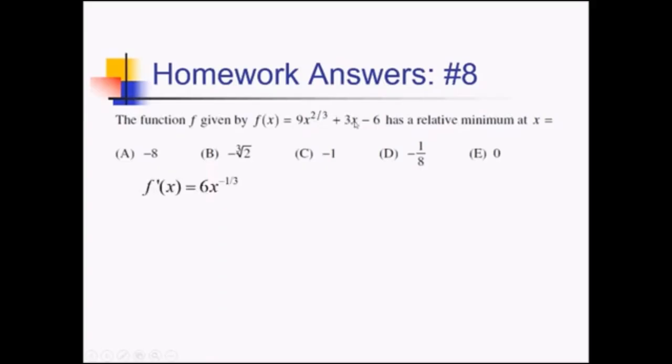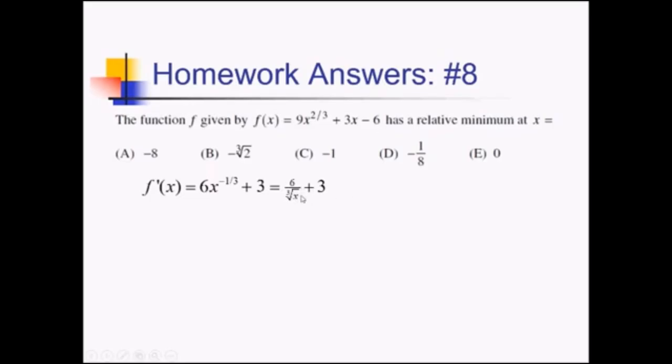And then 3x is going to be a 3 for its derivative. The minus 6 is gone. So let's go ahead and clean this up a little bit. This is really 6 over the cube root of x. Normally I wouldn't bother turning it back into this, but I've always found that if you merge things together into one big fraction, it's easier to do this whole critical value dance.